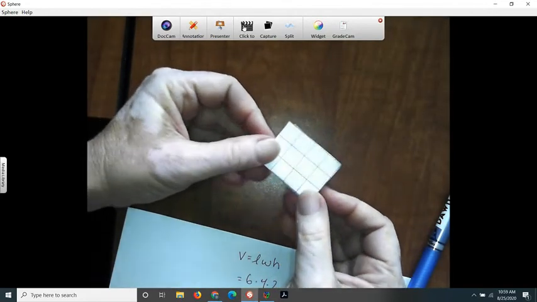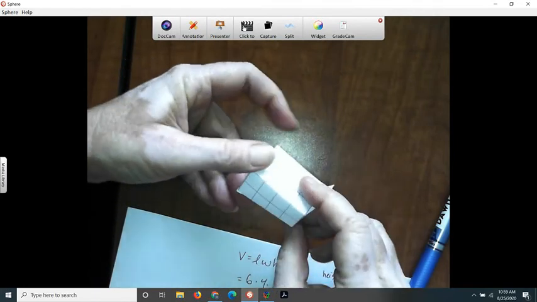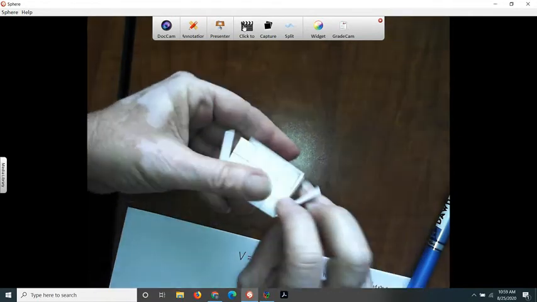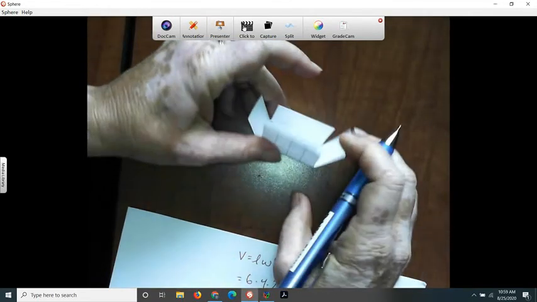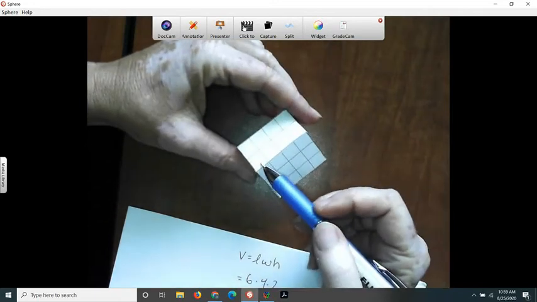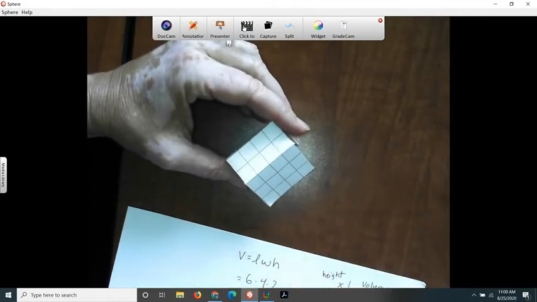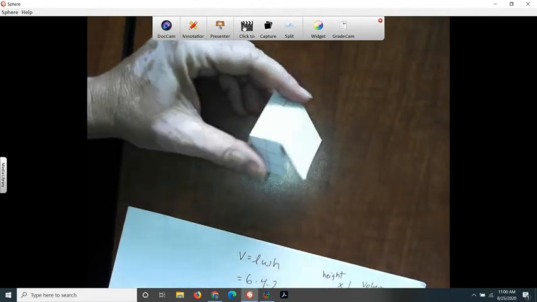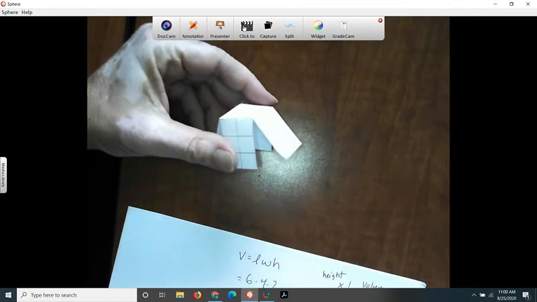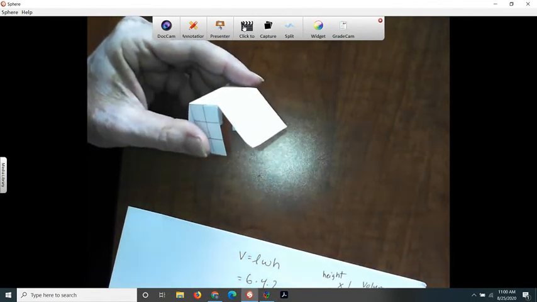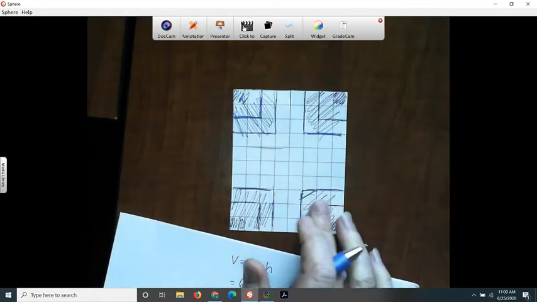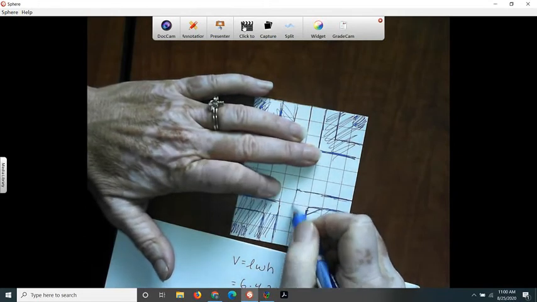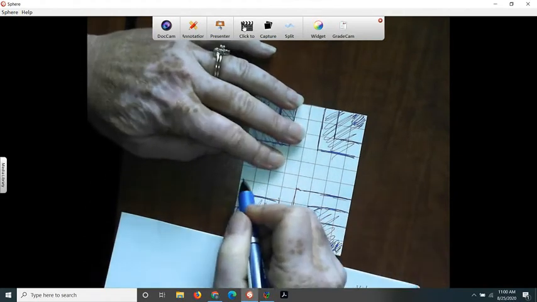And now this box, what is the volume of this box? Well, it's length times width times height. So let's see, it's 4 times 2 times the height was 3. So 4 times 2 is 8 times 3, that's 24. And then let's see if we can make it even taller. Uh-oh. I don't think I have enough room to make it any taller.